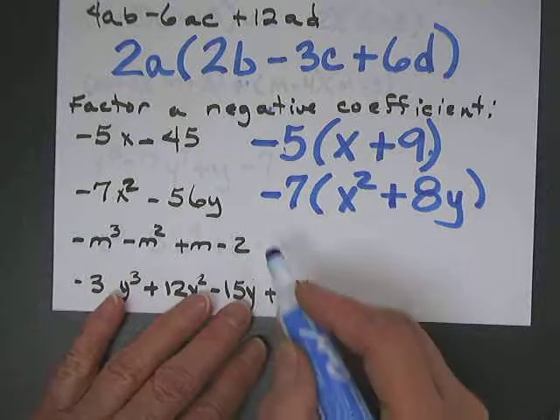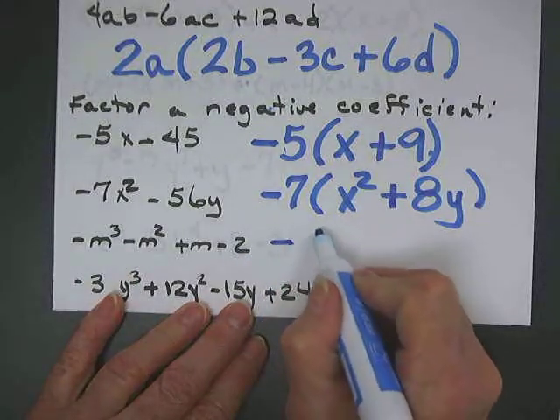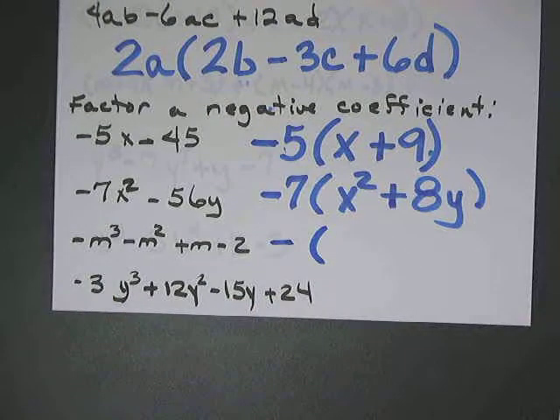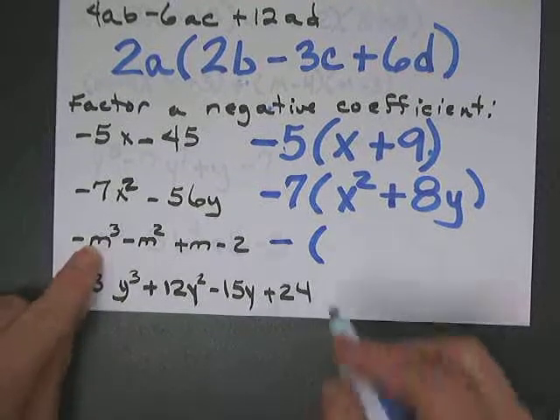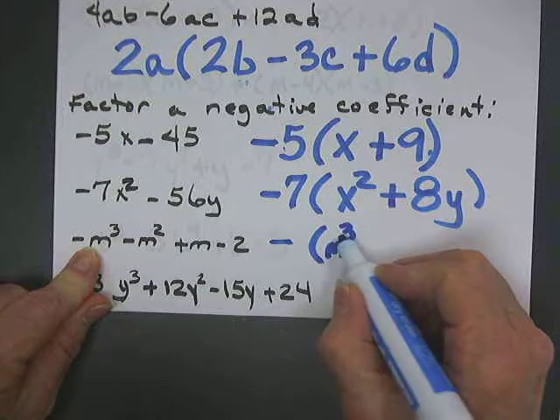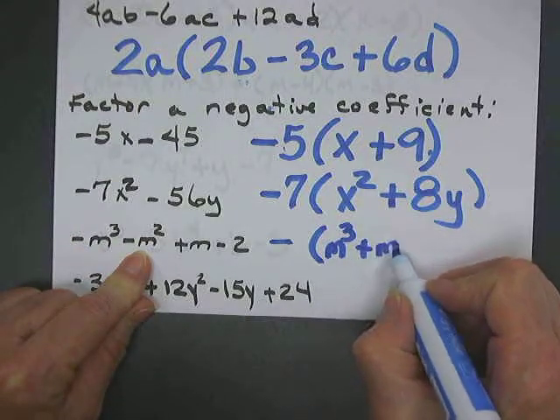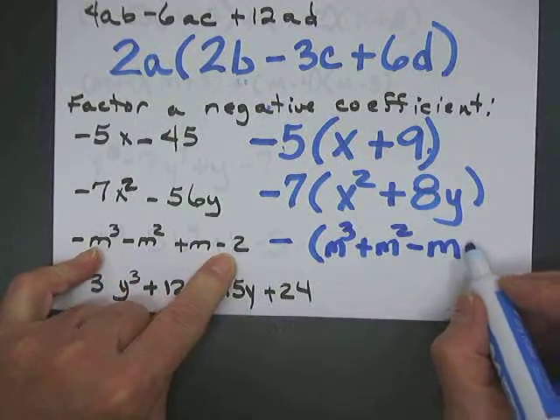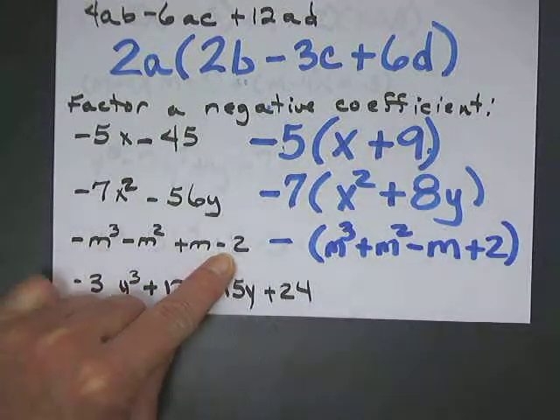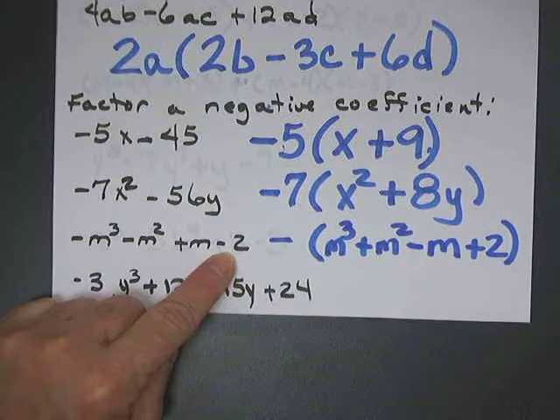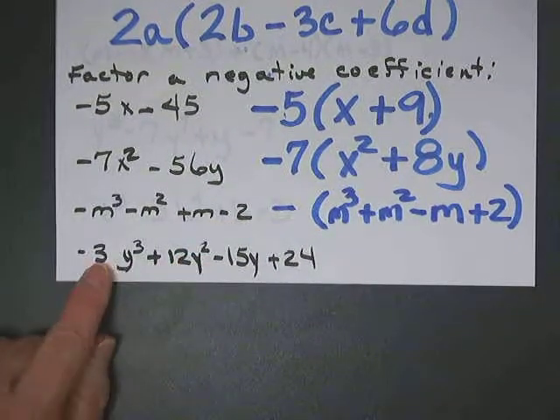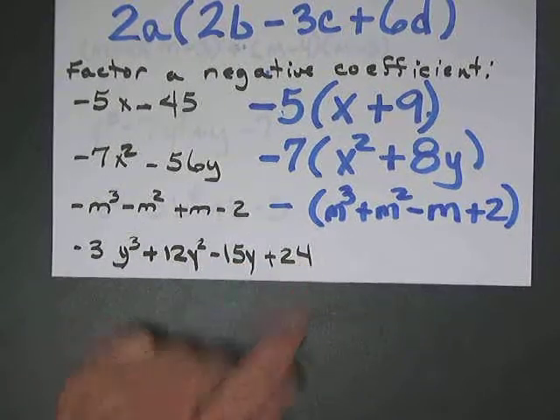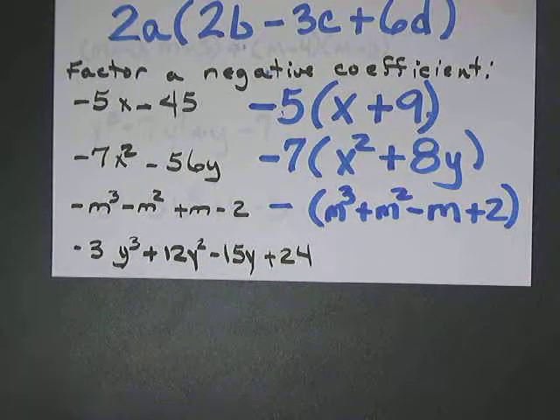Negative coefficient. They don't all have a 2. They don't all have an m. So we're just factoring out a -1 or just the negative. So that just changes every single sign. This now is m to the 3rd. This now is plus m squared. This is a minus m, and it changes this to a plus 2. So it just changed every sign.